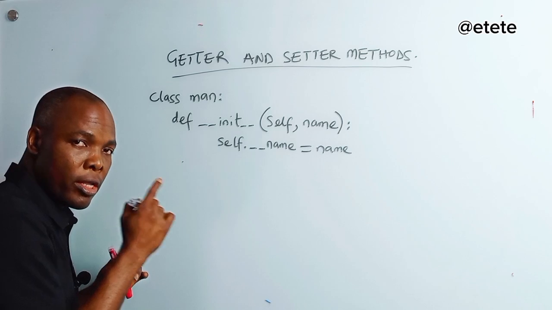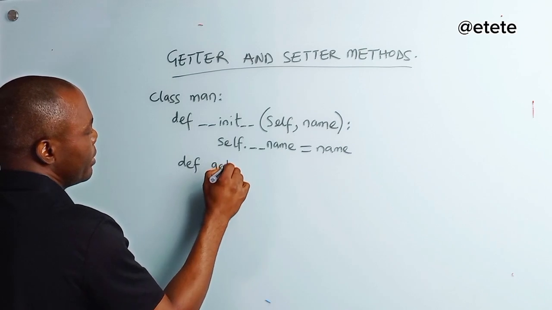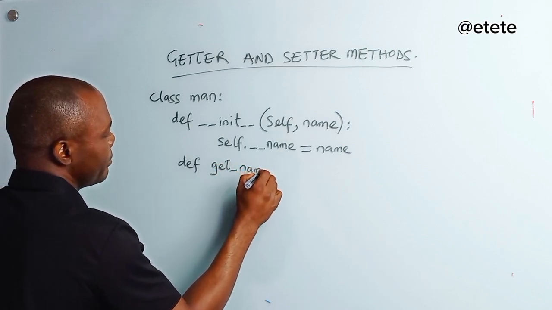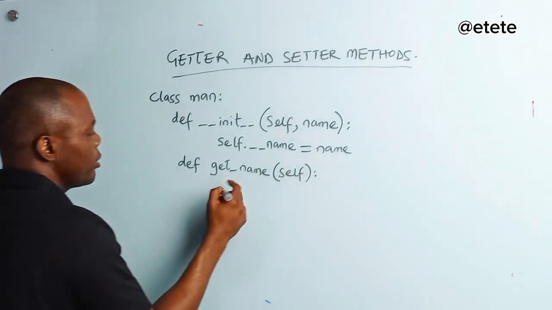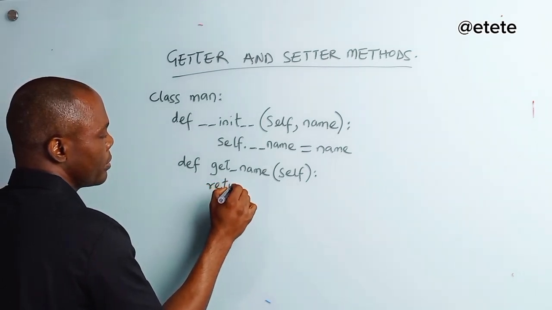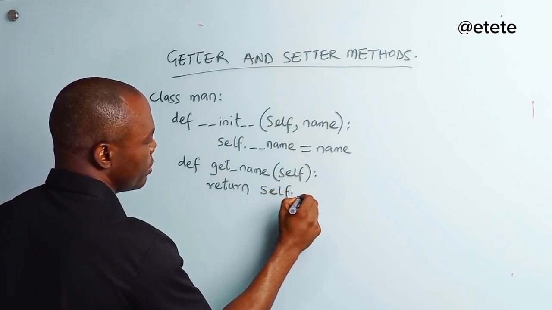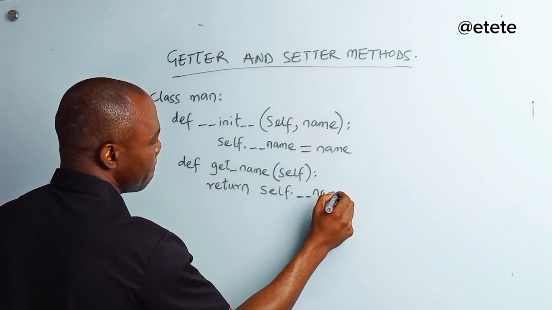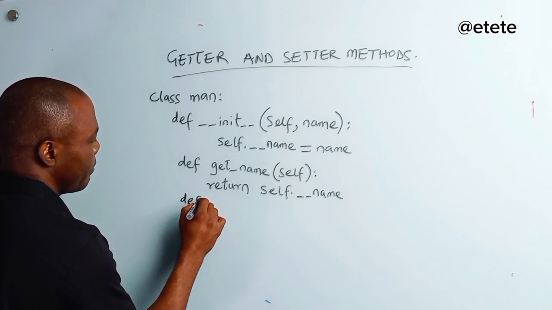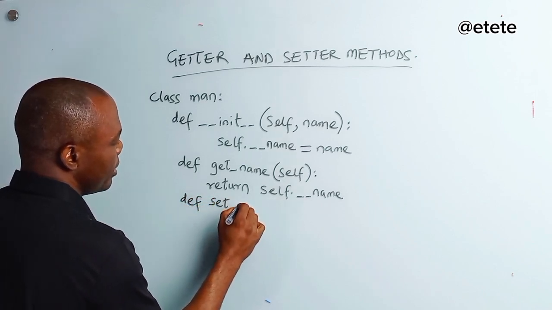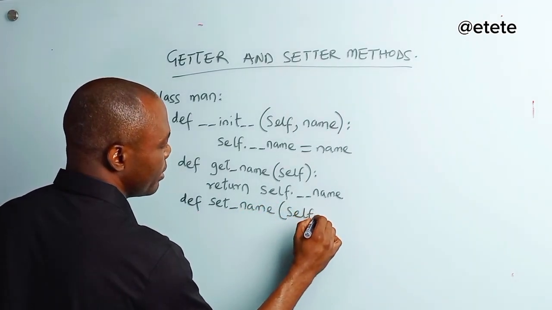Now I'm going to create another method, which is def get name, and then self. In this one, I'm just going to return self dot underscore name. Then I will create another method, which is what? Def, I will say set underscore name. This one, I will have two parameters, self, comma, name.